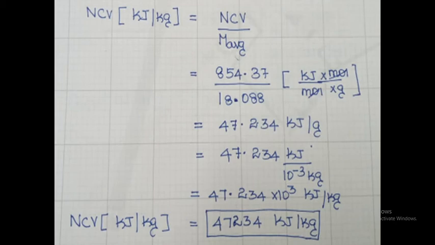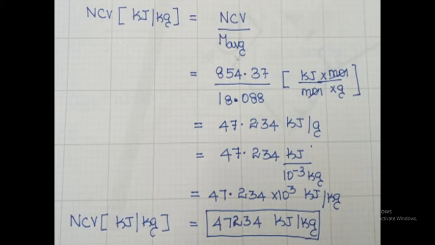Okay. So what is the unit of NCV? Kilojoule per mole. The average molecular weight unit is gram per mole. Mole goes to the numerator, so the moles cancel. Finally we get kilojoule per gram. Are you clear on that? Okay. So divide these two values. We get 47.234 kilojoule per gram. Are you clear on that?